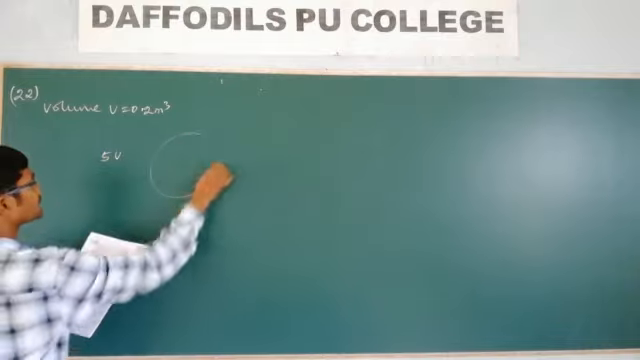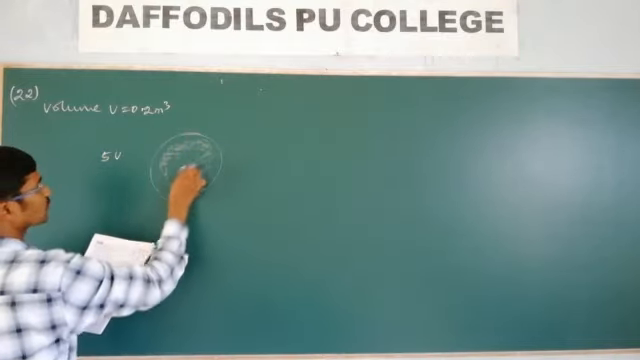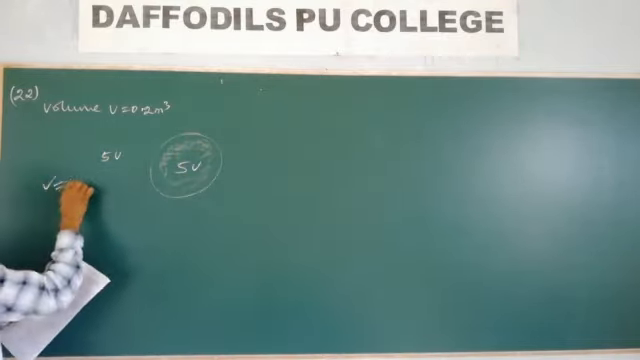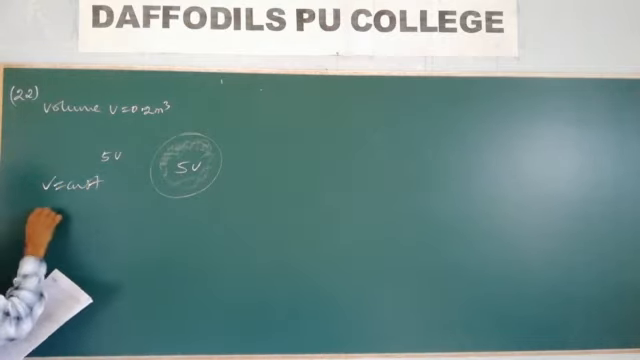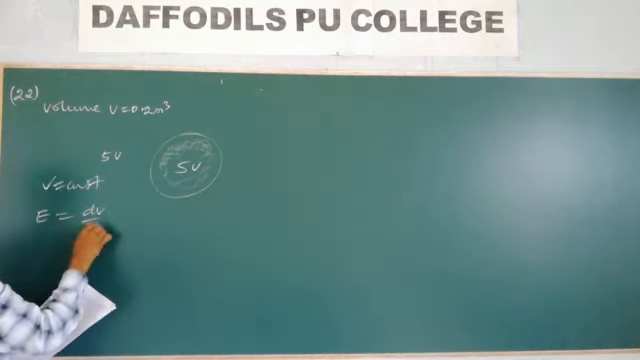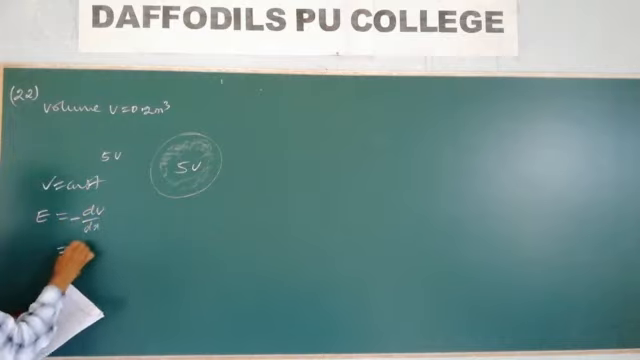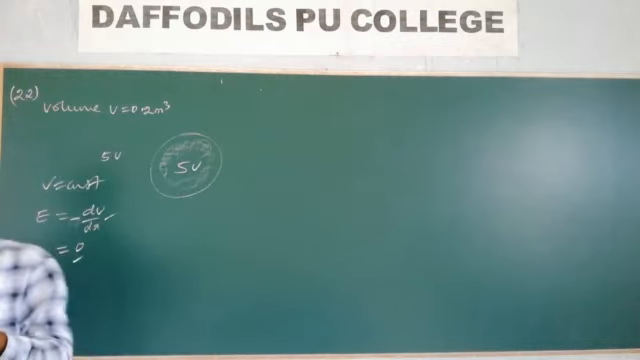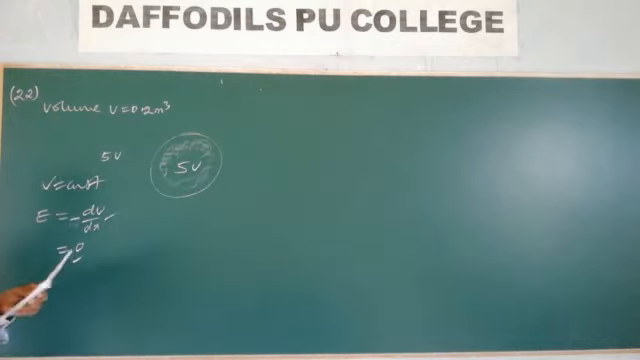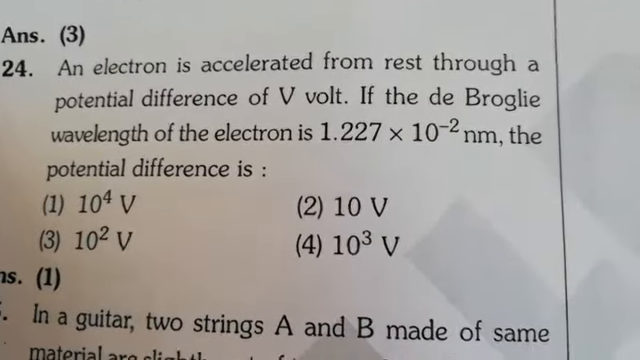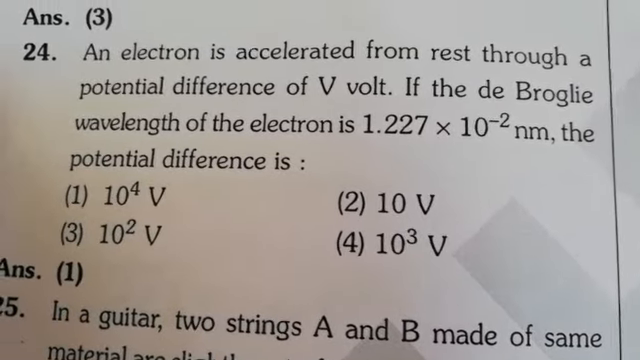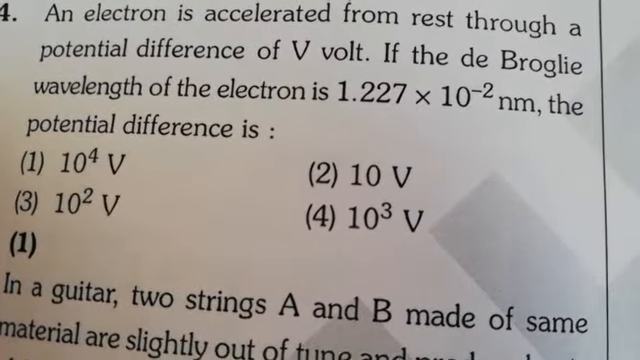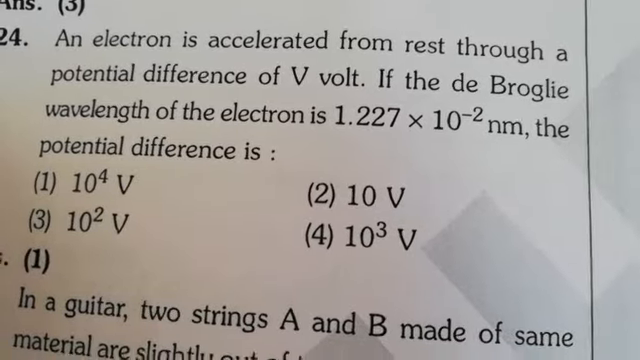In a certain region of space, volume V is equal to 0.2 meter cube and electric potential is found to be 5 volt throughout. Then the potential is constant. If potential is constant, what is electric field? Minus dV by dx, which is equal to 0, since differentiation of a constant value is 0. Then we get the second option as the correct one. Let us go for the 24th one.